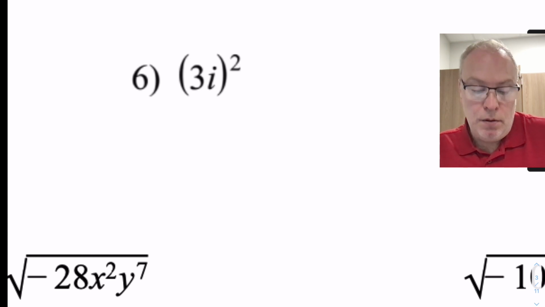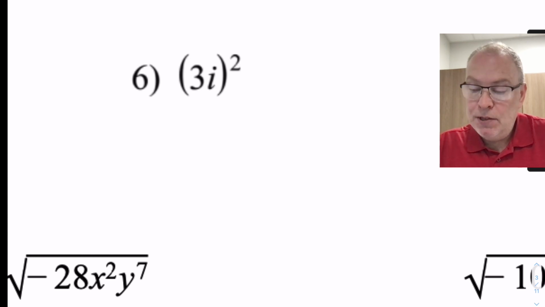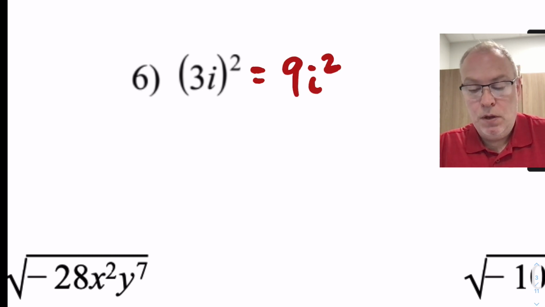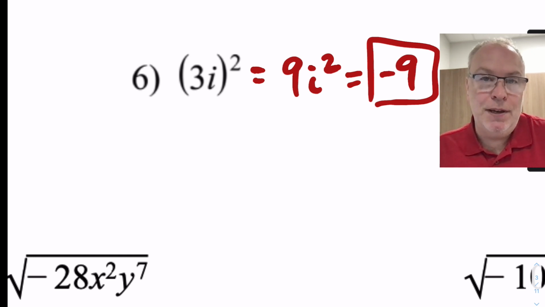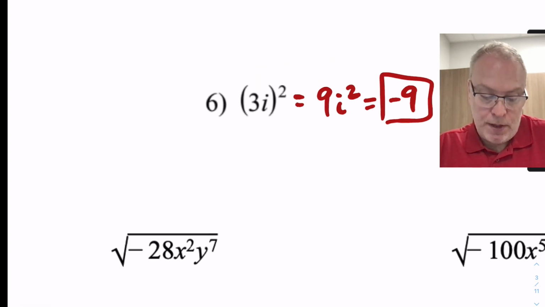All right, number 6 over here. We're going to square 3i. So that means 3i times 3i, which is 9i squared, which would be -9. So anytime you see an i squared, replace it with -1 and then work it out from there.